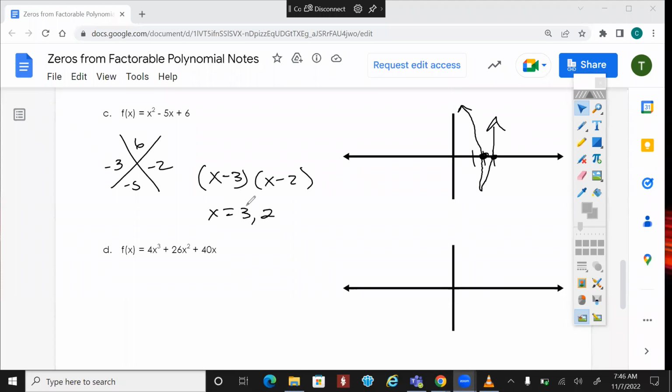All right, so our solutions are 3 and 2. That's not bad. So we're going to graph 3 and 2. And then we know that it's positive and even, so we have an end behavior like this. My goofy line, I don't know why it was so weird, but you get the point. It's like a U, right?